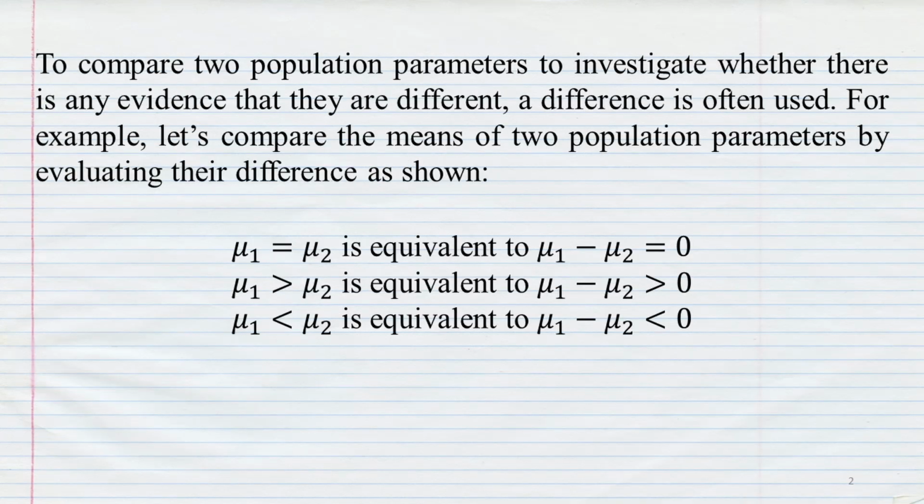To compare two population parameters, to investigate whether there is any evidence that they are different, a difference is often used. For example, let's compare the means of two population parameters by evaluating their difference, as shown. mu1 equals mu2 is equivalent to mu1 minus mu2 equals 0. mu1 greater than mu2 is equivalent to mu1 minus mu2 is greater than 0. mu1 less than mu2 is equivalent to mu1 minus mu2 is less than 0.